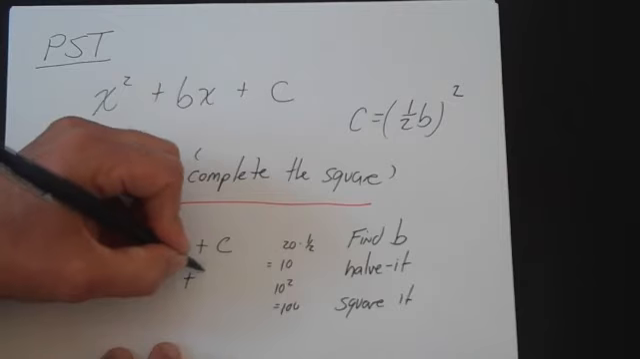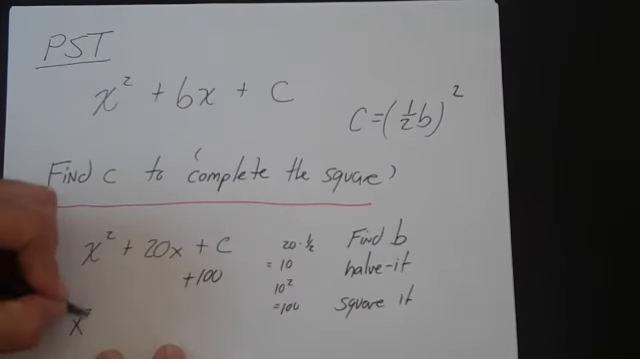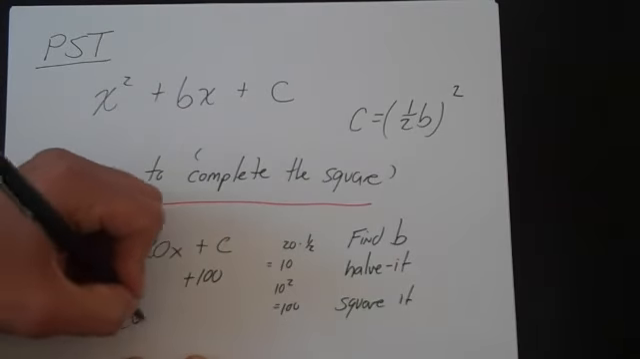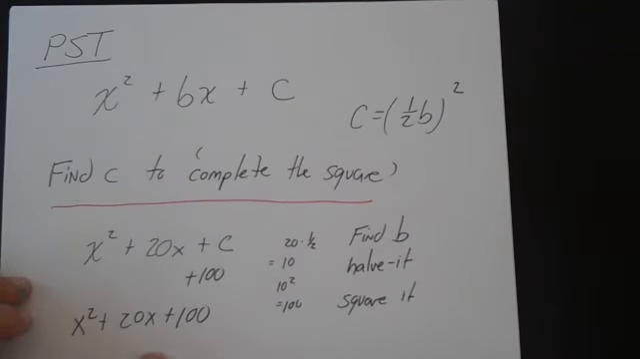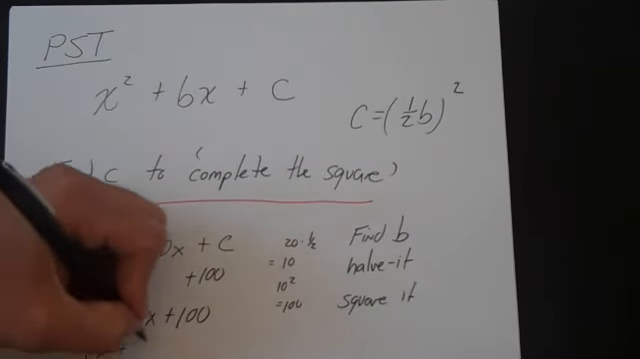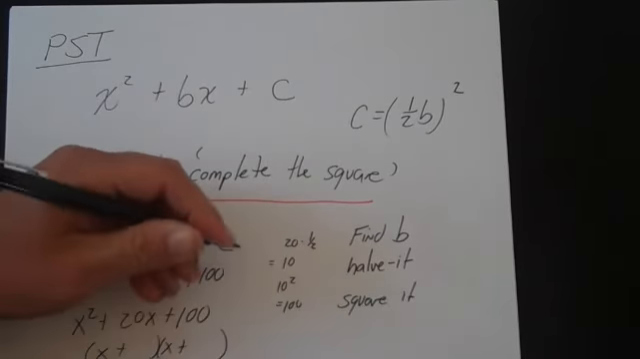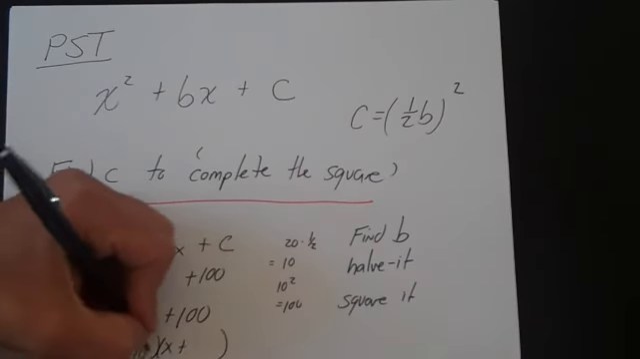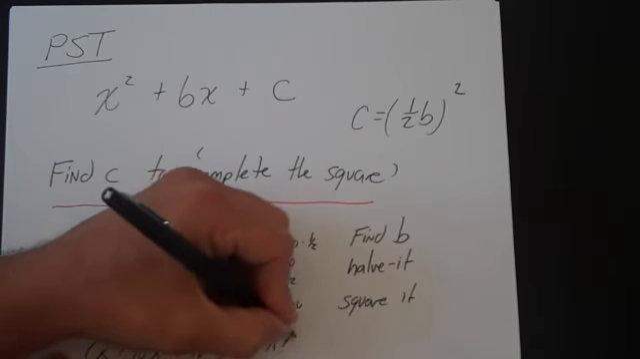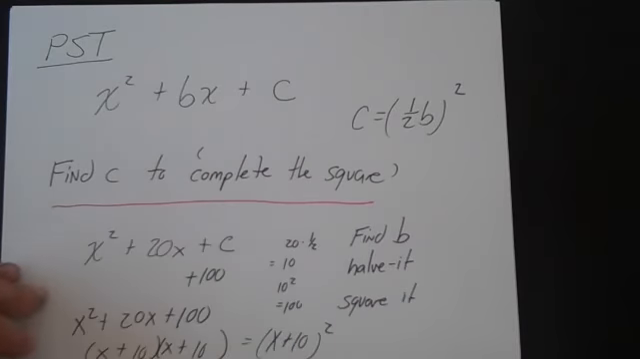So if c was 100, then it would become a perfect square trinomial. Let's see if that's right. Let's try to factor x squared plus 20x plus 100. That's a plus and a plus. Now, can you find two numbers that multiply to 100 and add to 20? 10 and 10. So that's x plus 10 squared.